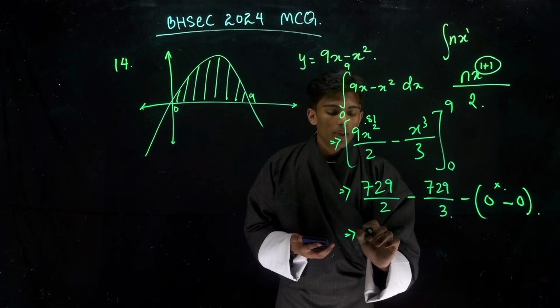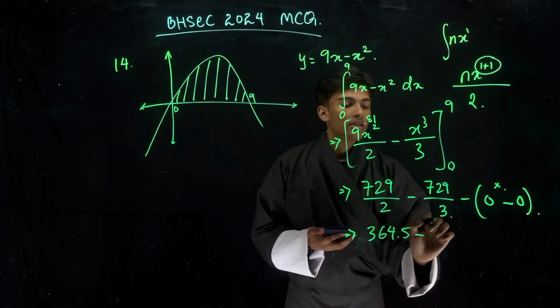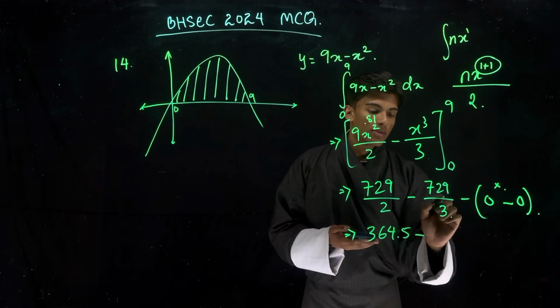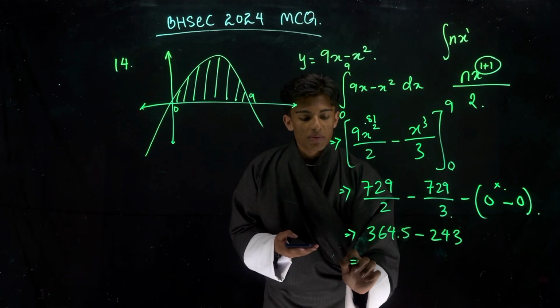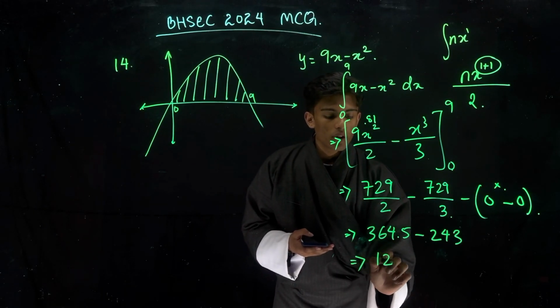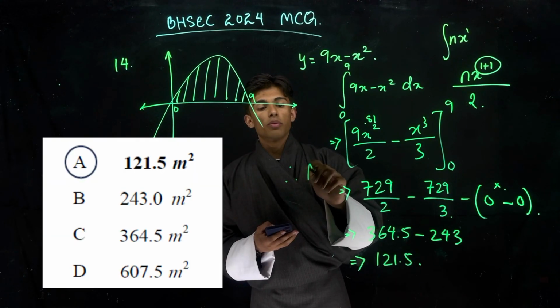Next up, we get 364.5 minus 729 divided by 3, which is 243. Subtracting these, we get 121.5. Hence, therefore, our answer is option A.